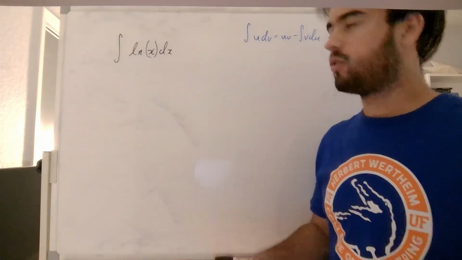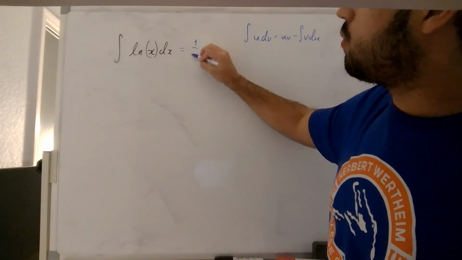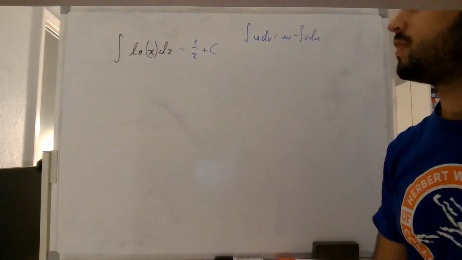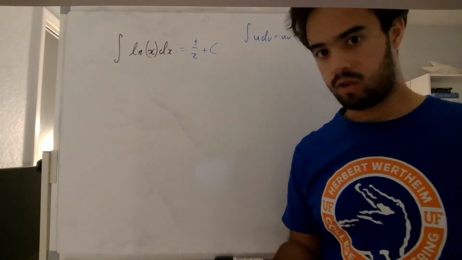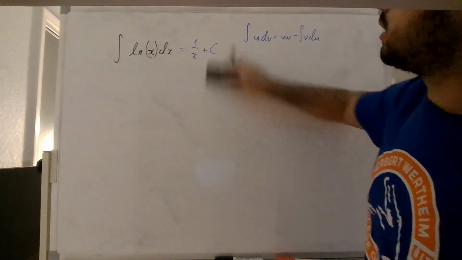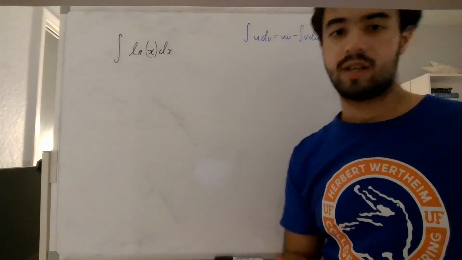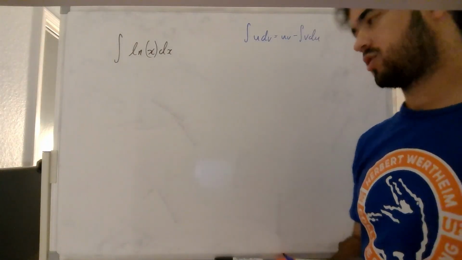So here we have a very simple integral. This is kind of just like me showing you, the integral of ln of x, that's just going to be 1 over x plus c. You're wrong. That's not what it is. The derivative of ln of x is 1 over x. This is completely wrong. This is secretly an integration by parts question.